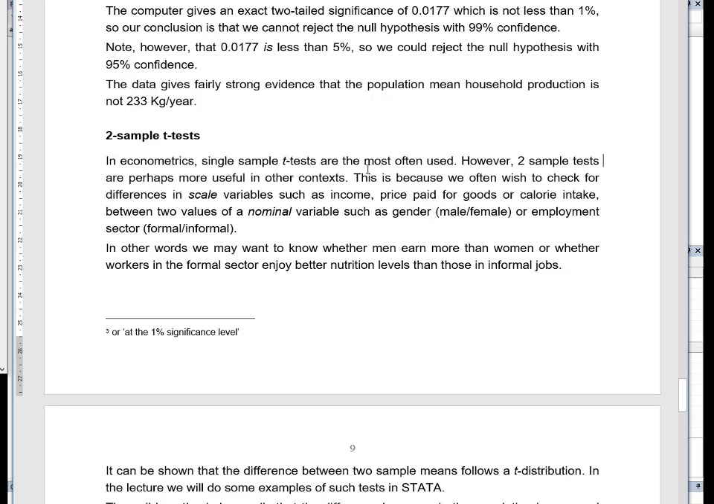a t-test within econometrics. When you're using a t-test on its own, the two sample ones are much more useful. That's because you're very often doing this thing. You've got a scale variable like income, prices, calorie intake, attendance, test scores, all these kind of scale variables, and you want to compare that between two categories. In other words, two values of a nominal variable like gender. Are males and females earning the same? Are formal, informal people making the same income, profit, and so on? So for those kind of comparisons of two groups, two sample t-test is really much more helpful.